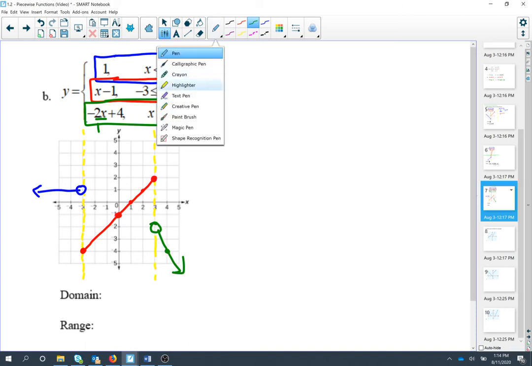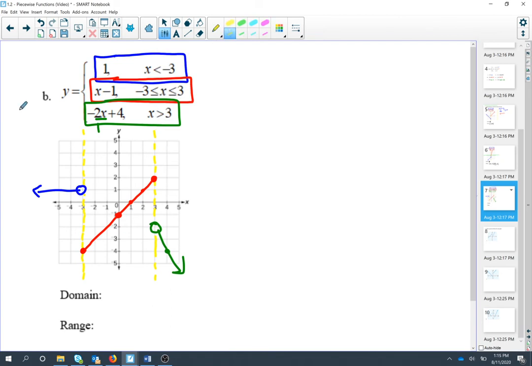Okay, domain, left to right. So if I start in the middle, I'm touching, I'm touching, I'm touching. If I get here, I'm still touching. I'm touching the red, touching the blue, so -infinity. If we go the other direction, touching the red, still touching, I'm touching the red. Now I hop over to touching the green, touch the green, so your domain, all real numbers, -infinity to infinity. Range, low to high.